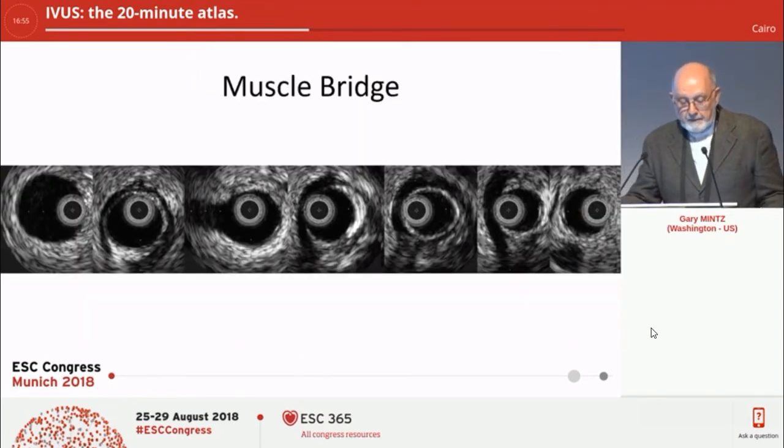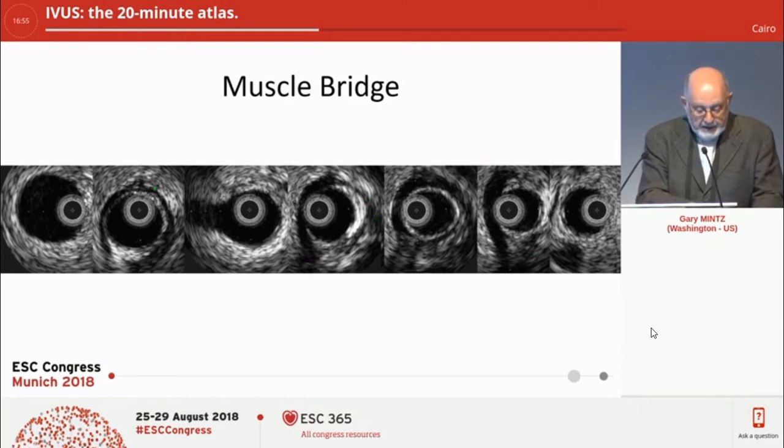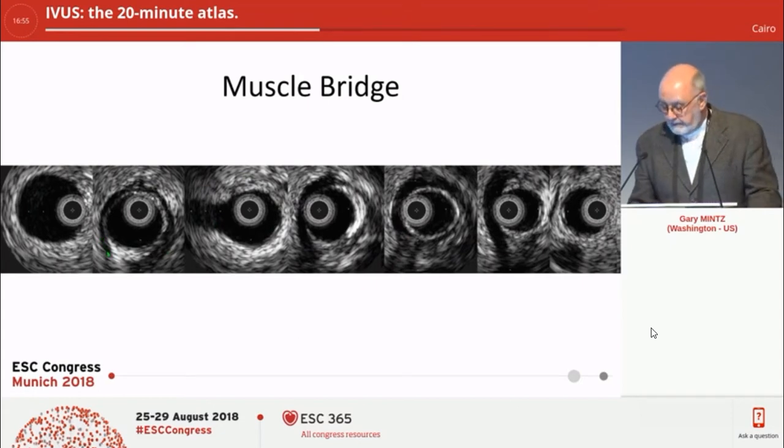Here are a few less common findings. This is a muscle bridge in a normal artery. Here you see a normal LAD, and muscle bridge is this echolucent zone surrounding the artery. The echolucent zone represents the intramyocardial course, stops at a septal branch, and then picks up again proximal to the septal.